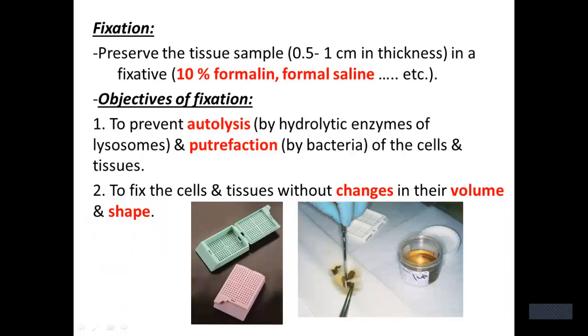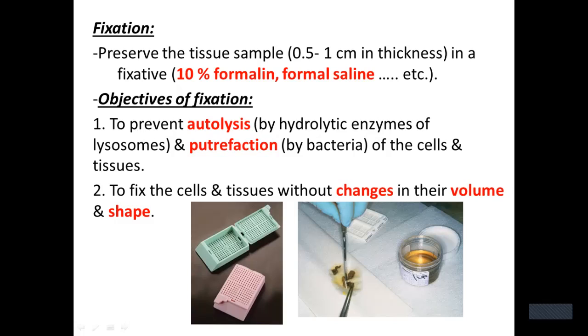The main step is the fixation, which is the process by which the components of the cell and the tissue are fixed chemically or partially physically. Fixation is a very, very important method to preserve a tissue sample 0.5 to 1 centimeter in thickness in the fixative agent. The most common type is 10% formalin or formal saline. The most common is neutral buffered formalin, which is safe for all types of tissue.